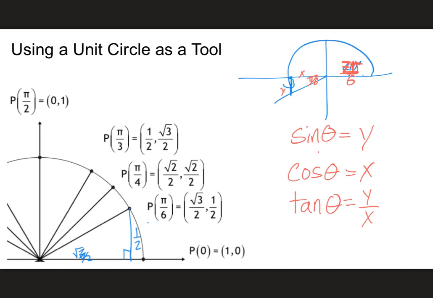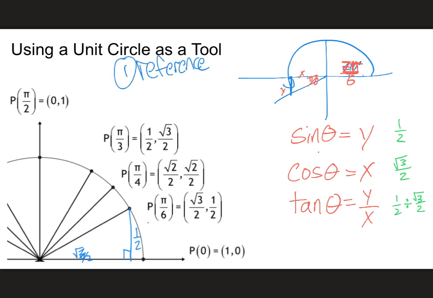Okay. So the first thing we need to do is to figure out what those reference values are. And we just did. The sine of that would be the y value, which would be a half. The cosine of that would be the x value, which would be root 3 over 2. The tangent of that would end up being the y divided by the x. So it would be 1/2 divided by root 3 over 2. I'm not going to worry about simplifying that right now.